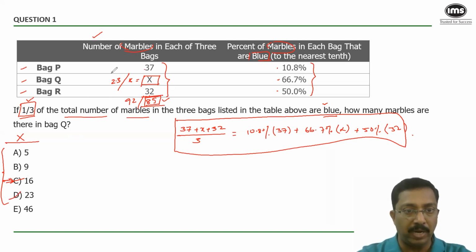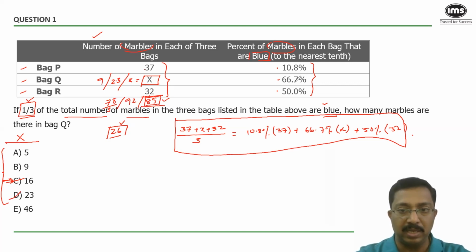What if you go by 9? 37 plus 32 is 69. 69 plus 9 is 78. And this time you see 7 plus 8 is 15, which is a multiple of 3. Hence, 78 is divisible by 3. If you divide it, you have 78 by 3 as 26. So 26 over here stands to be the total number of blue marbles. Now, will this 26 match with the number on the other side in the other column?